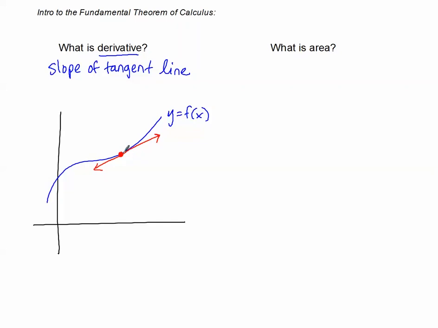So normally, to find slope, I need to have 2 points and do the change in y divided by the change in x. But to find the derivative, that's dy dx. That's the exact slope at that point.